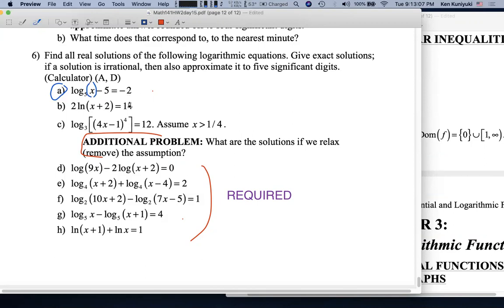I'll work this problem. Start by isolating the log. We add 5 to both sides. I'll do it directly.